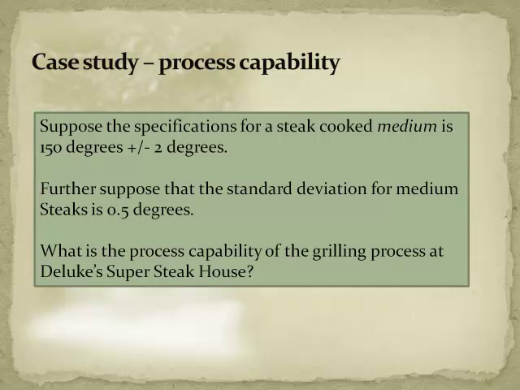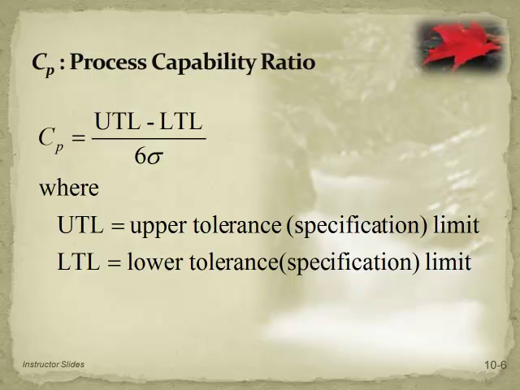Now, assuming that we've been in business for a while, we further know that on steaks cooked medium, the average is about 150, but the standard deviation, one standard deviation for those steaks, is about 1/2 of 1 degree. So the question is, what is the process capability of the grilling process at Deluxe Super Steakhouse? We have two formulas, but we're only going to be covering one in this chapter.